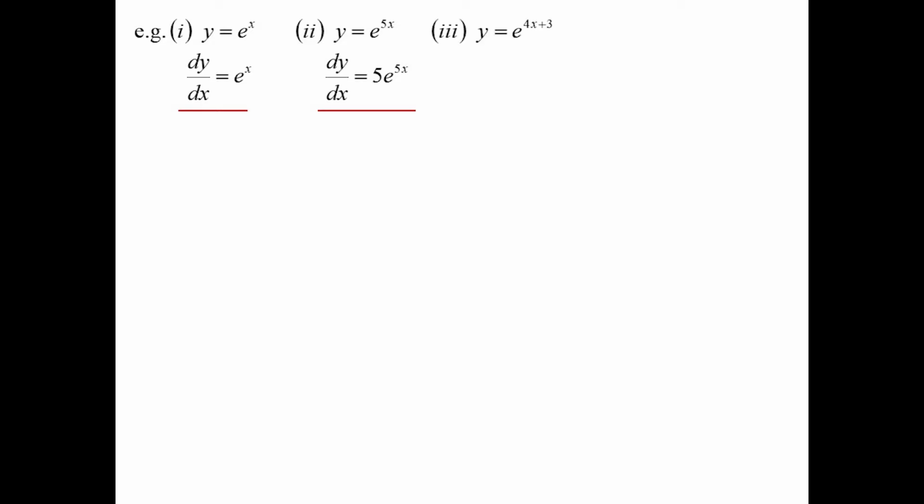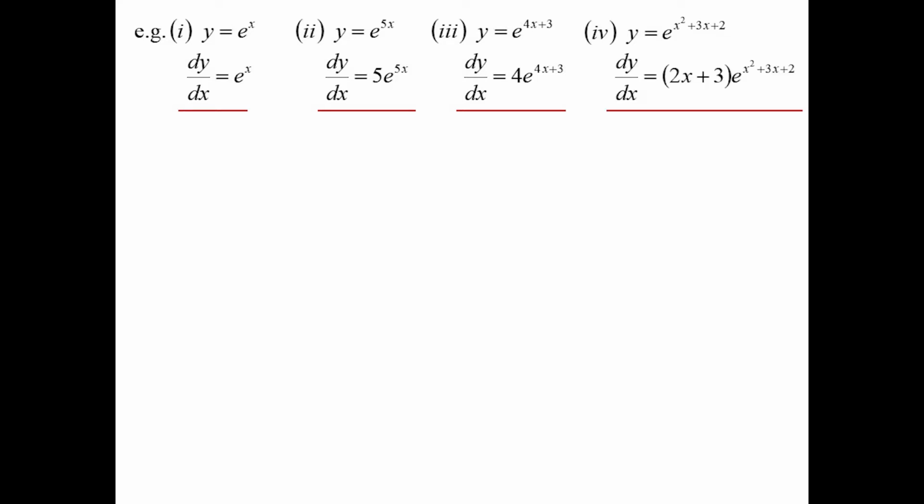e to the 4x plus 3, differentiate the power, you get 4. So it becomes 4e to the 4x plus 3 for the derivative. That doesn't have to be a linear function. Mind you, I think all the questions in our exercise that we're going to do are all linear functions, but later on, probably in the year 12 work, we'll handle these other ones. But it's still the same idea. Differentiate the power, x squared plus 3x plus 2, we get 2x plus 3, times e to the x squared plus 3x plus 2.